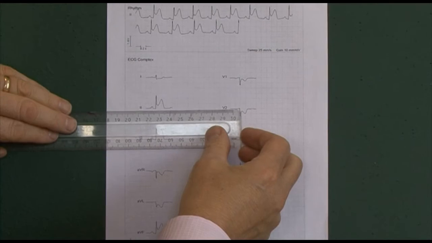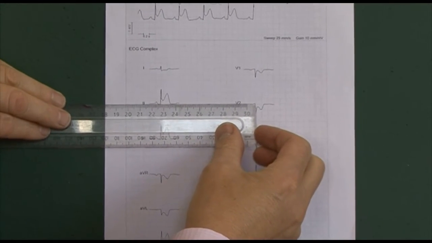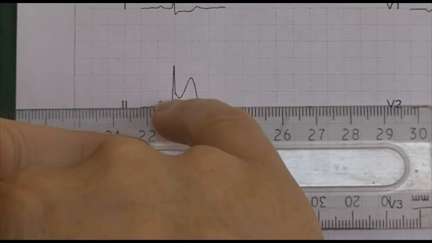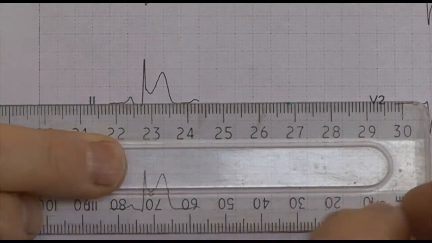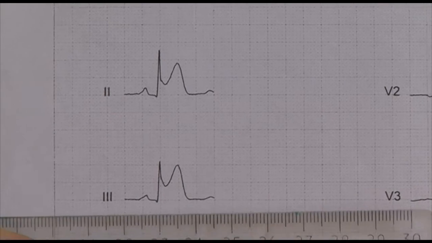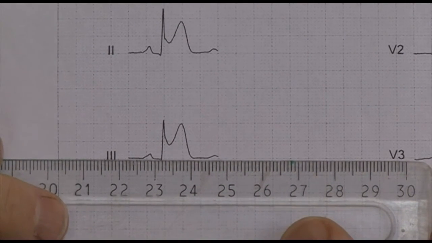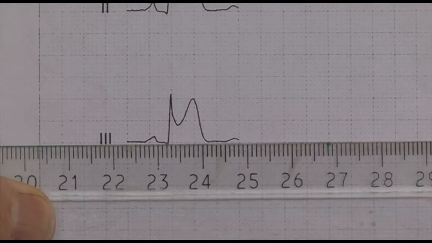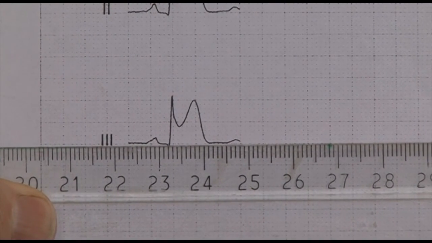So looking at lead 2, the isoelectric line is across there. I think we can see that there's elevation between the S and the T. And it's the same, even more pronounced in fact, in lead 3. Clear ST elevation in lead 3.